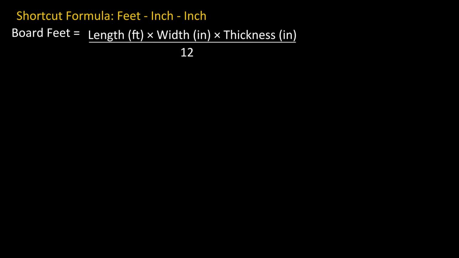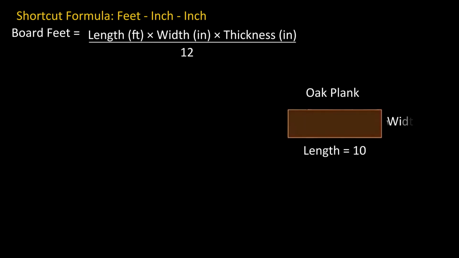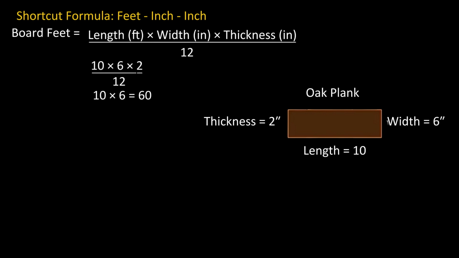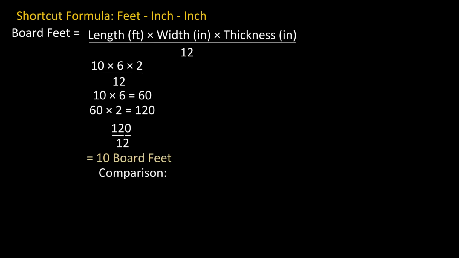Let's try this with an oak plank that is 10 feet long, 6 inches wide, and 2 inches thick. Notice how much simpler the math becomes. 10 times 6 is 60, times 2 is 120. Dividing 120 by 12 gives us exactly 10 board feet. Both formulas lead to the same result.